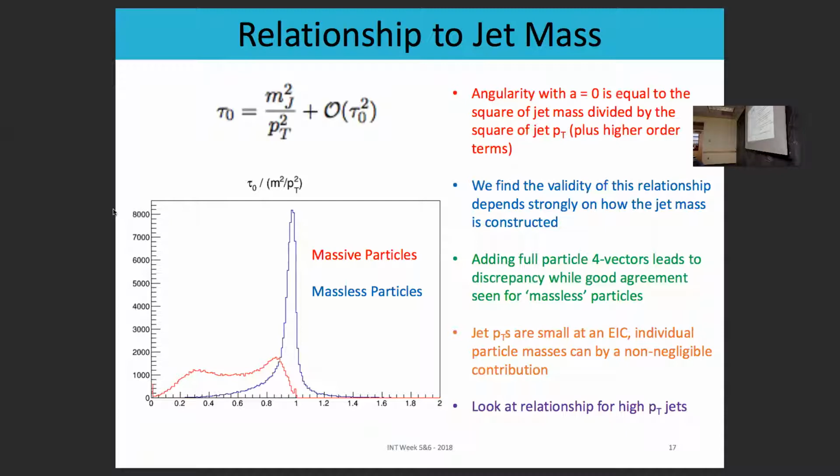But what it actually was is, if there is a neutron floating around in your jet, the mass of the neutron actually matters. So if I just took all the 4 vectors and set them to be massless, I recovered the relationship pretty well. So if we're doing this kind of matching at an EIC at low jet pTs, it's just something to be cognizant of.